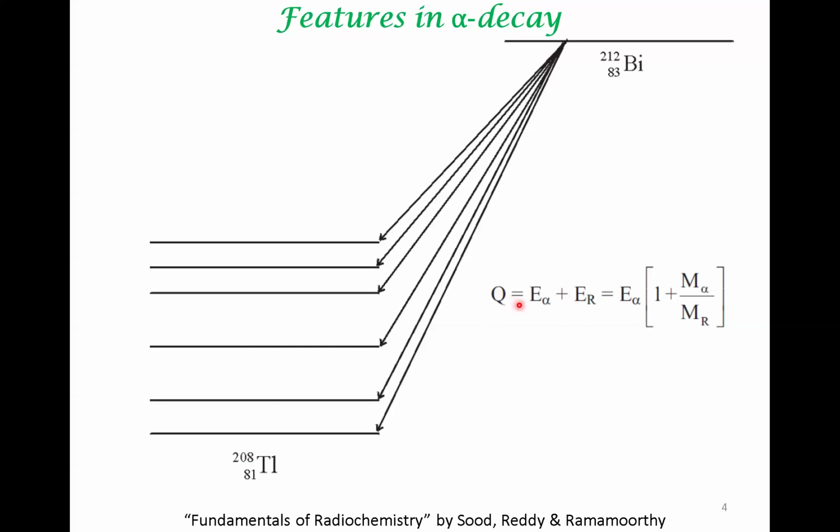There are two important conservation laws, right? One is energy conservation, another is momentum conservation. Both these laws have to be obeyed in radioactive decay. So from energy conservation, you get this. Because of the equivalence of mass and energy, we can write this relationship also.